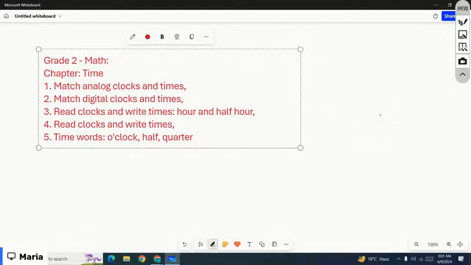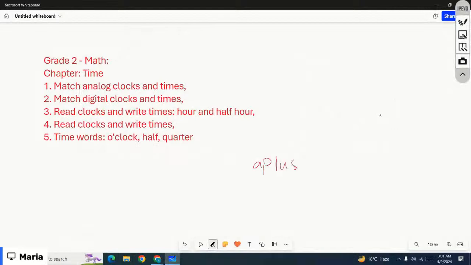You can find all the lessons on aplusstudents.com. You have to log in there using your email address and password as provided by the administrator. Then you have to select the math subject tab, scroll down to grade 2, and then click on all lessons. There you can find a list of the chapters.